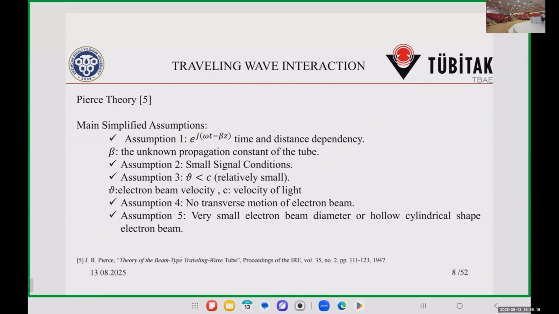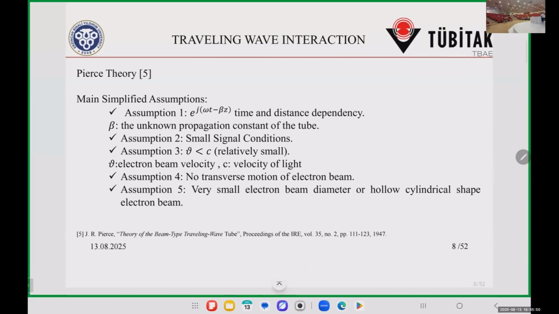So we assume here that time and distance dependency is e to the j(omega t plus beta z). We assume this dependency to obtain wave-like solutions. And beta is the unknown propagation constant of the tube. We want to find this unknown propagation constant.